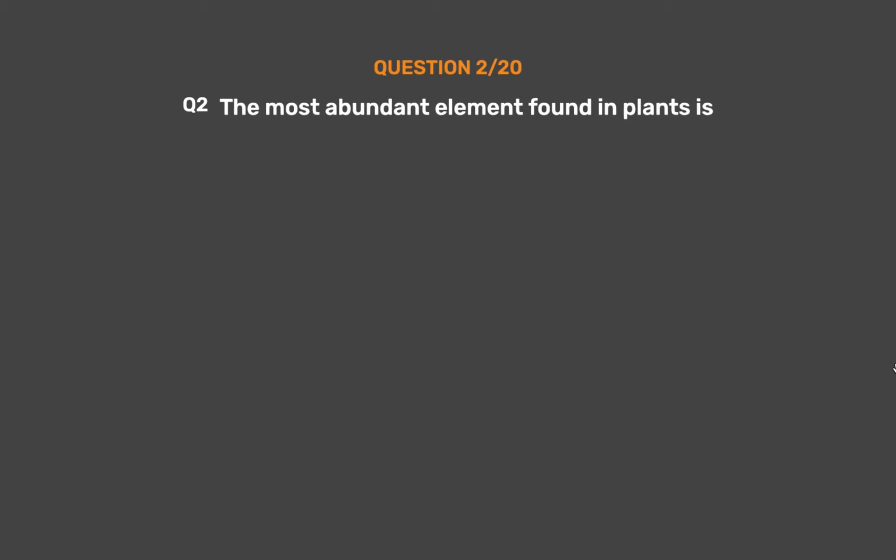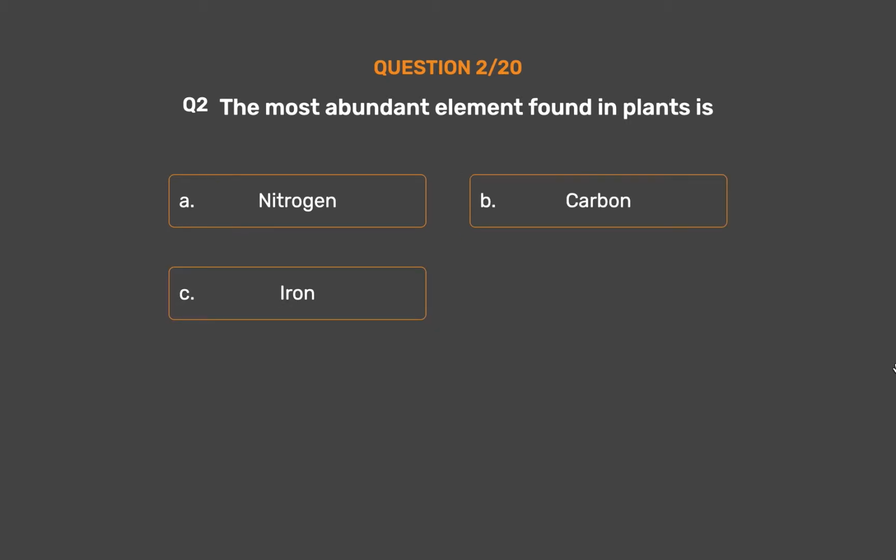Question number 2. The most abundant element found in plants is option A. Nitrogen. Option B. Carbon. Option C. Iron. Option D. Manganese.